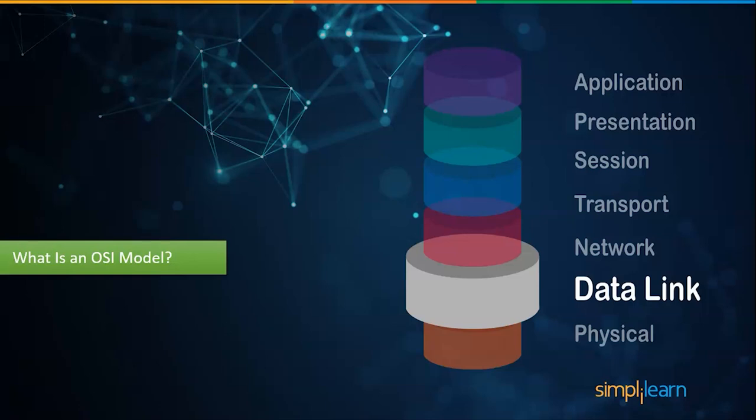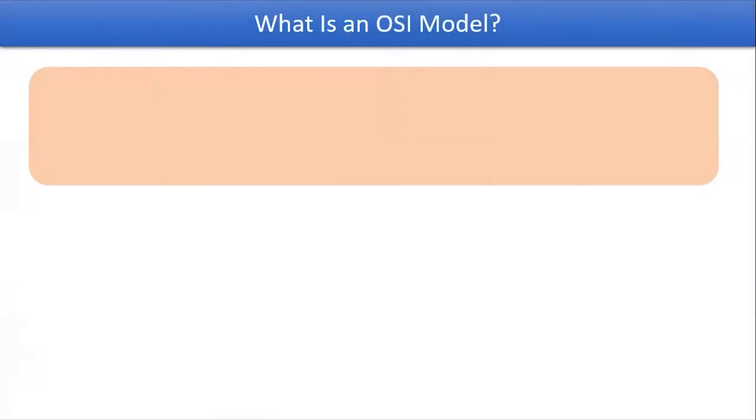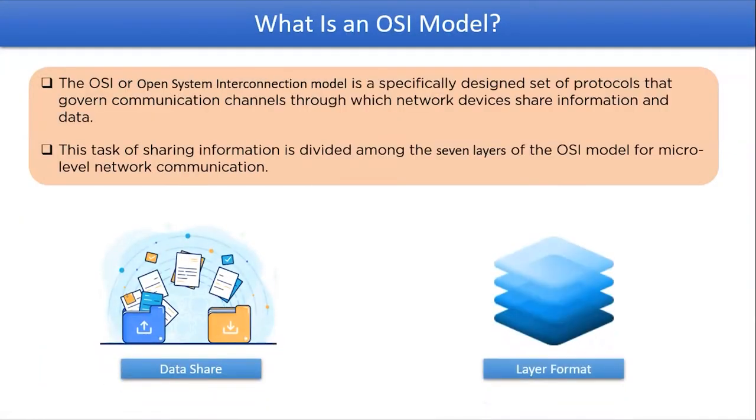Let's get started with the first heading, what is the OSI model? The OSI model stands for Open System Interconnection Model, a specifically designed set of protocols and standards governing the data's modeling and conversion for proper transmission. The OSI model is divided into 7 layers which perform specific functions and apply protocols to maintain data quality without any error.